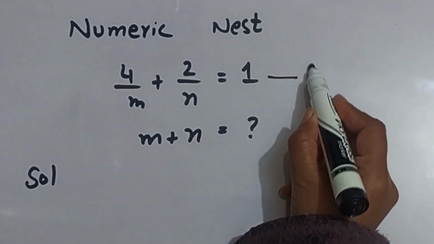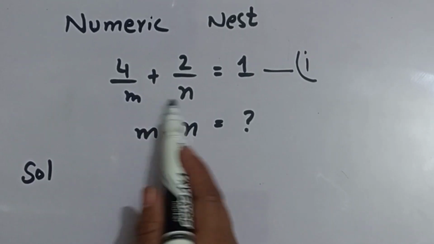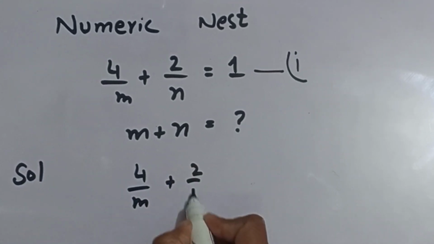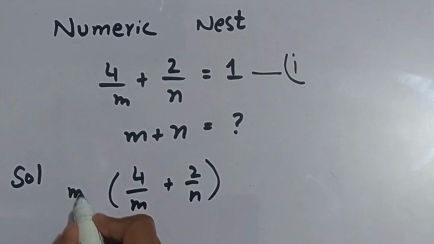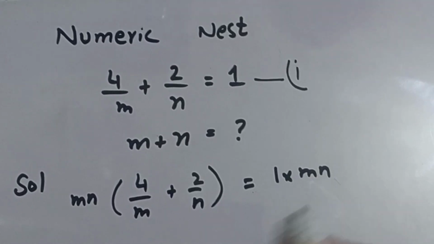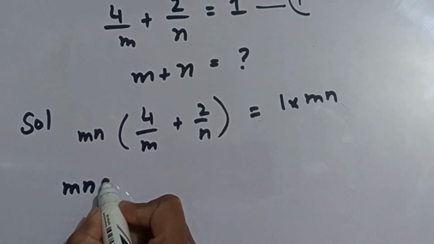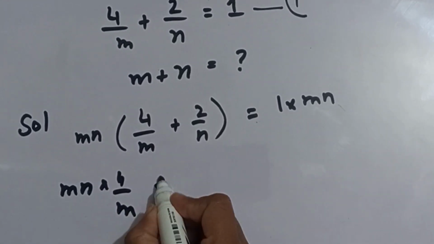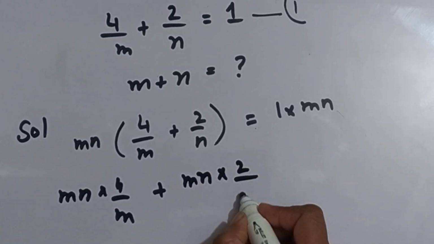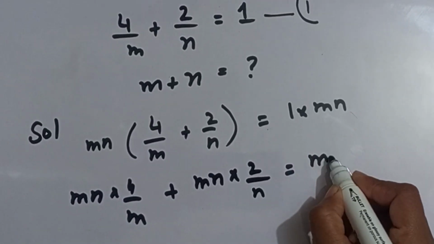Look at this equation. We call this equation number 1, and we multiply this equation by the product of m and n on both sides. So this is 4 over m plus 2 over n, multiplied by the product of m and n, it's equal to 1 multiplied by the product of m and n. Now we write this as the product of m and n multiplied by 4 over m, plus the product of m and n multiplied by 2 over n, it's equal to the product of m and n.